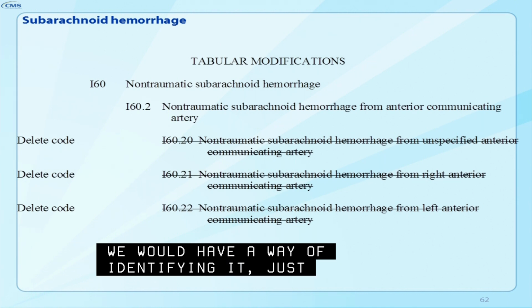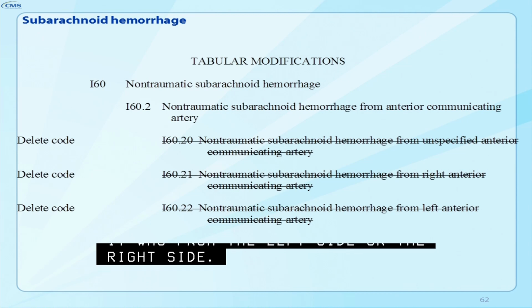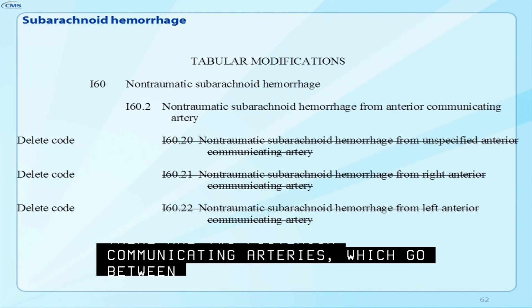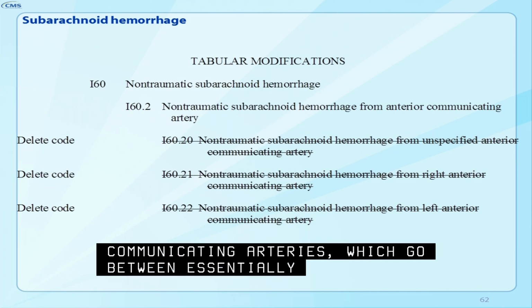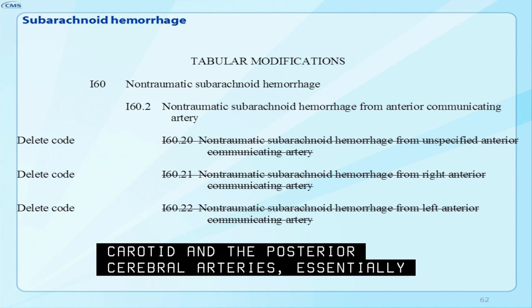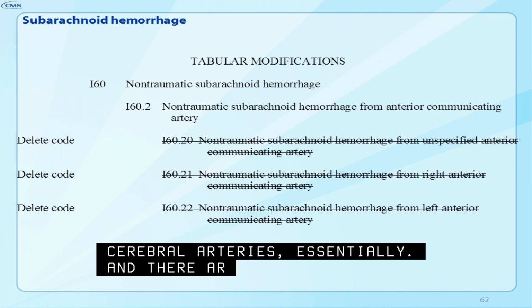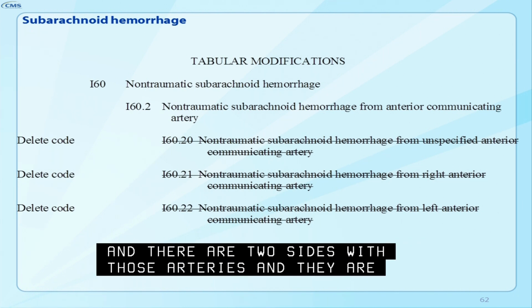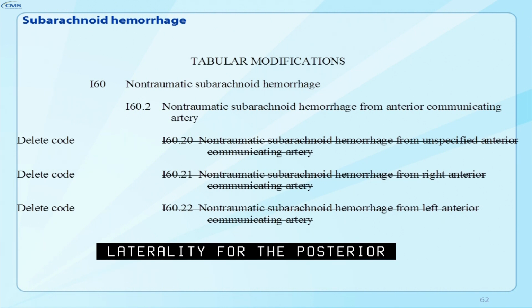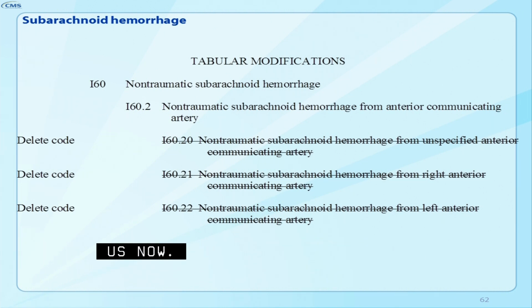As an aside, there are 2 posterior communicating arteries which go between essentially the area of the internal carotid and the posterior cerebral arteries. There are 2 sides with those arteries, and they're a good bit longer than the anterior communicating. So the laterality for the posterior communicating is certainly appropriate. We don't have that in front of us now, but just as an aside, we're not proposing to change that.